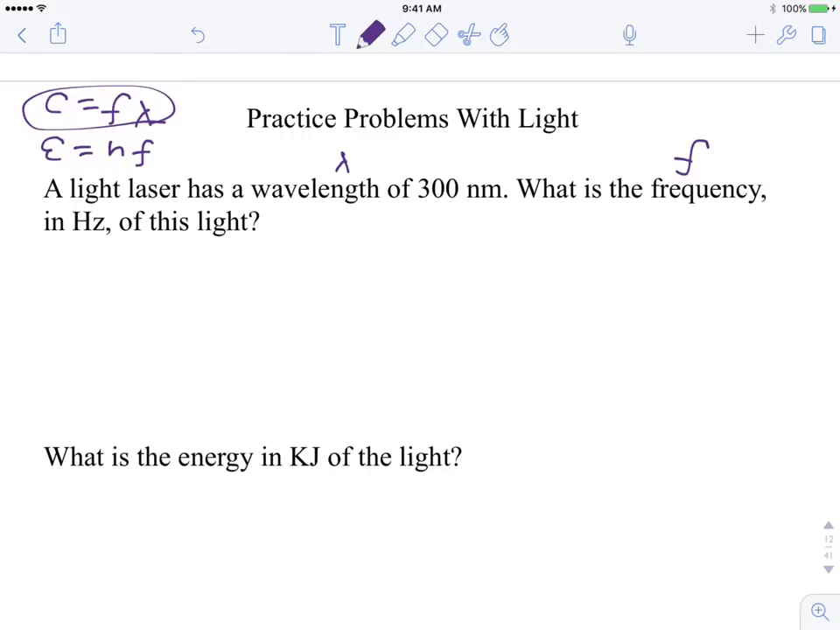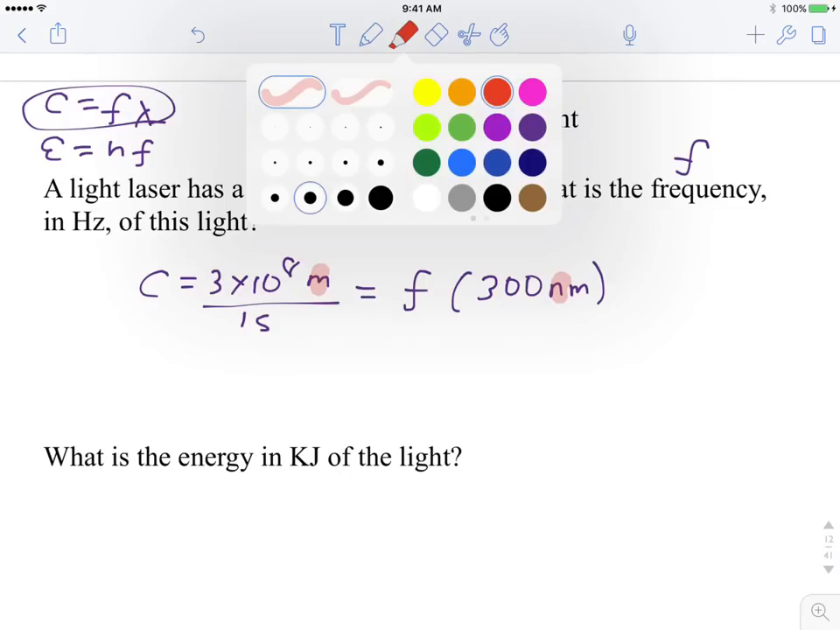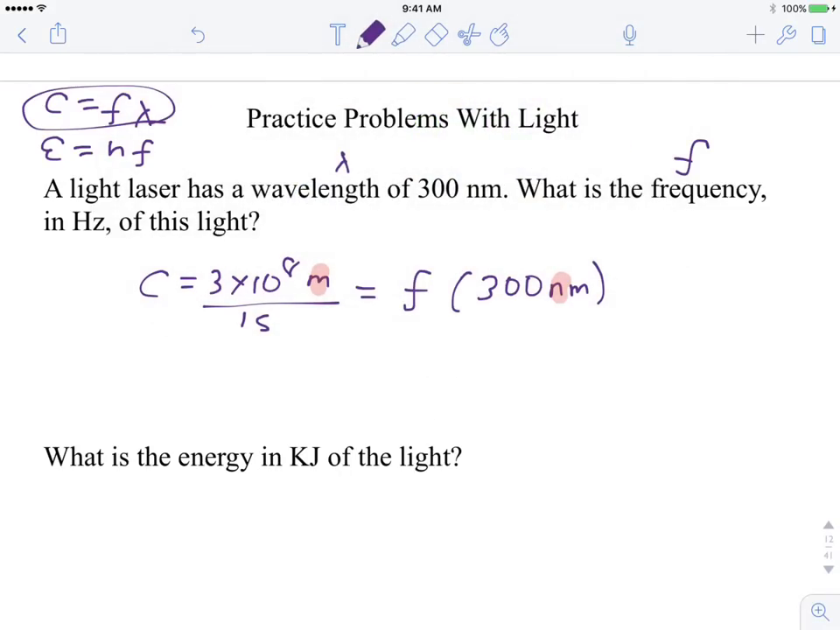So now, my C is equal to 3 times 10 to the 8 meters per second. This is equal to my frequency times my wavelength. My wavelength is 300 nanometers. The problem is with the units. This is in nanometers, this is in meters. It won't work where they cancel out. So I need to figure out how to change nanometers to meters.